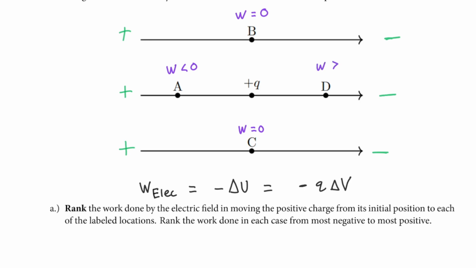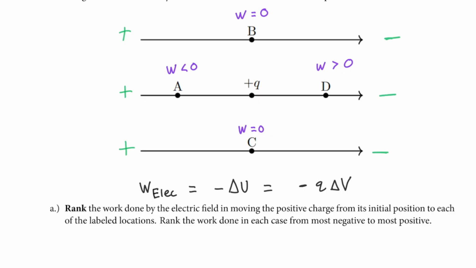And conversely, this makes D positive work by the electric field. Because again, if we're looking at delta V, if I go to point A, I have increased my delta V, so I get negative, positive times positive, which is negative. And then if I go to D, this would be a negative quantity times negative, which is positive.